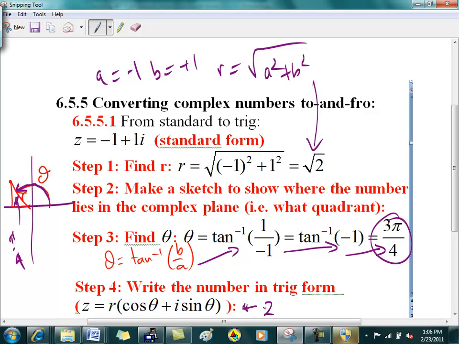And then you will finally write your answer in this form here. So the complex number z becomes equal to square root of 2 cosine 3 pi over 4 plus i sine 3 pi over 4. Okay, so that's your final answer. Notice that these two angles here, this one and this one, they are always the same. If they are not, you are smoking somewhere somehow. Okay, those two angles have to be the same.